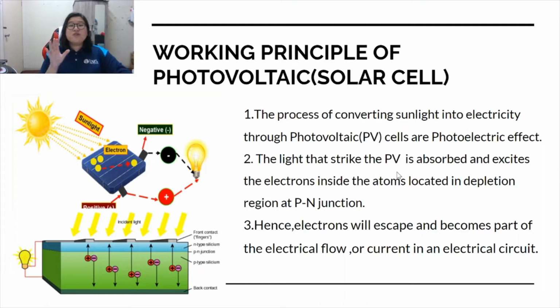The process of converting sunlight into electricity through photovoltaic cells is called the photoelectric effect. In this photoelectric process, when the light strikes the solar cells or photovoltaic cells, it will absorb and excite the electron inside the atoms located in depletion regions at the p-n junctions. As everyone is familiar with, it works just like the diode.